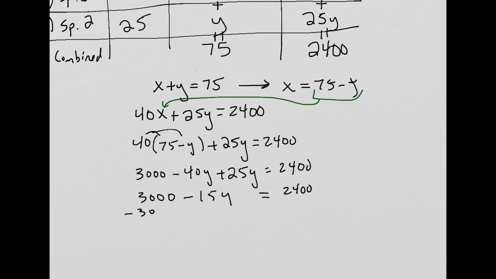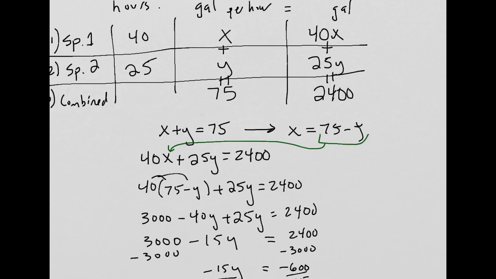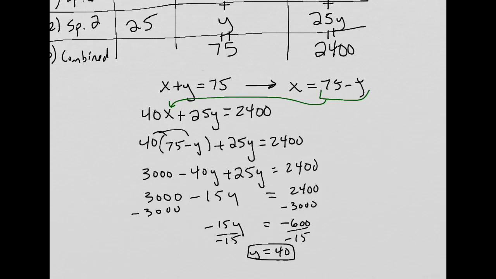Subtract 3,000 from both sides. That gives me negative 15y equals negative 600. Divide by negative 15. Gives me y equals 40. So now I'm half done because I was trying to figure out what both x and y were. So I figured out what y is.